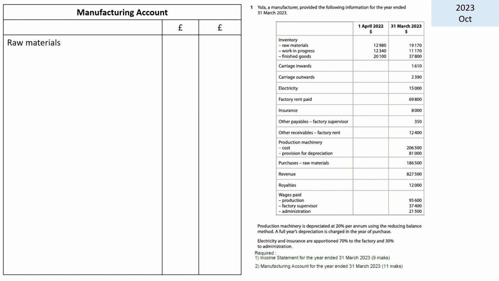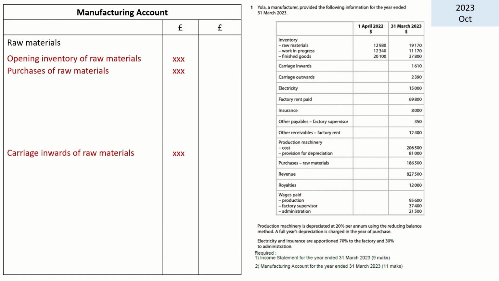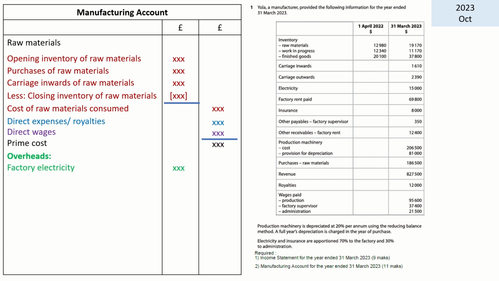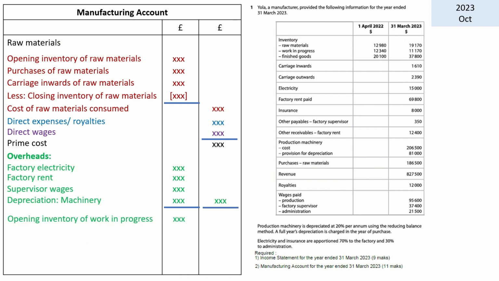Electricity and insurance are apportioned 70% to the factory and 30% to administrative. You are required to prepare an income statement for the year ended 31st March 2023 for 9 marks. Second, manufacturing account for the year ended 31st March 2023, 11 marks. As you can see here, now you should be able to understand the format of a manufacturing account. Now let's see how exactly it will reflect in the manufacturing account based on the question provided over here.